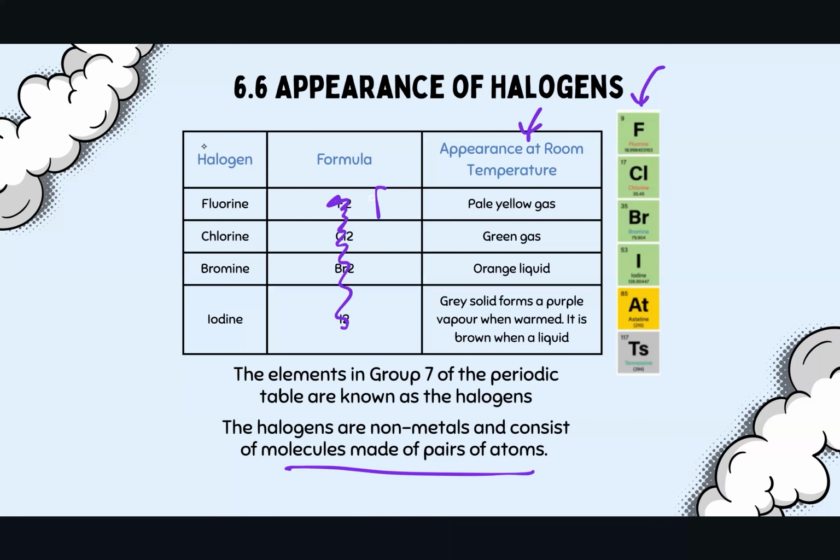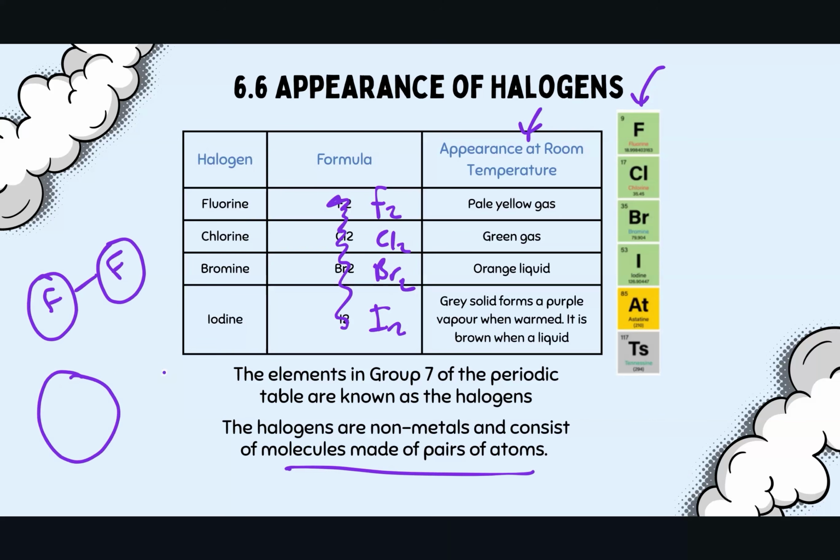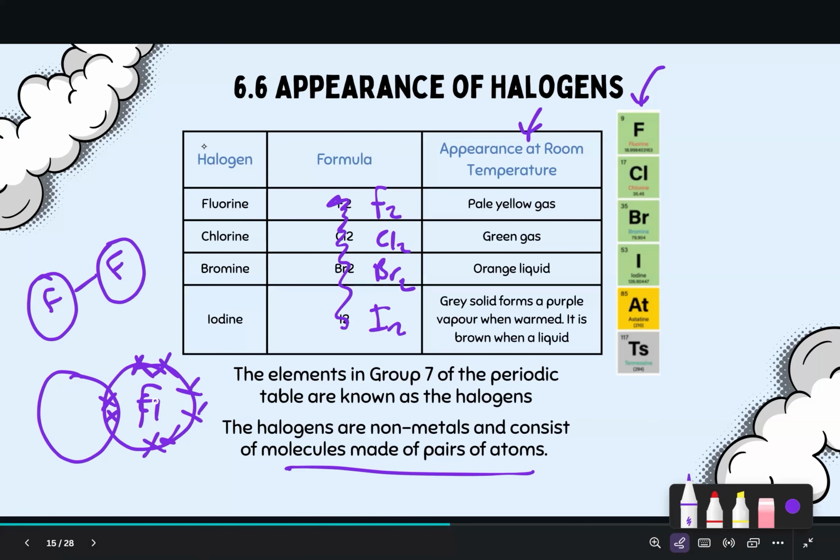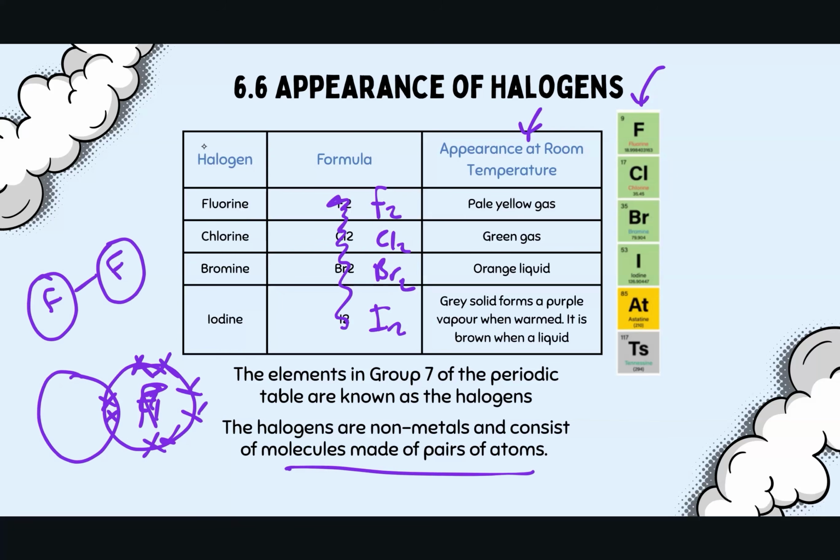So it will always be F2, Cl2, Br2, and I2, meaning one fluorine is attached to another fluorine. Or just in case it comes up as a covalent bond because it's linked to topic 1, it will look like this. Both fluorines share one electron each, with 6 remaining. Let me just get rid of that.